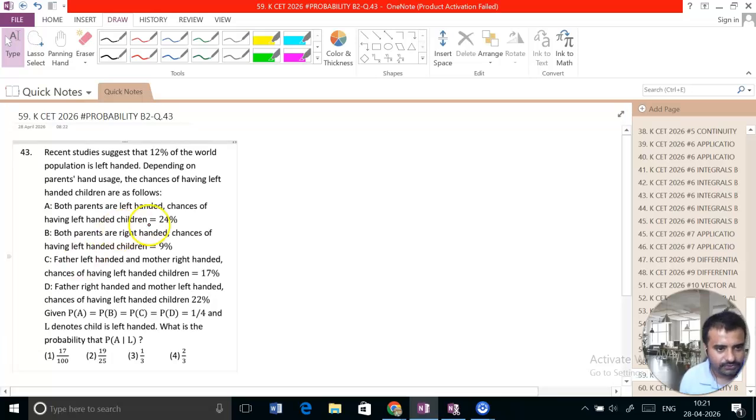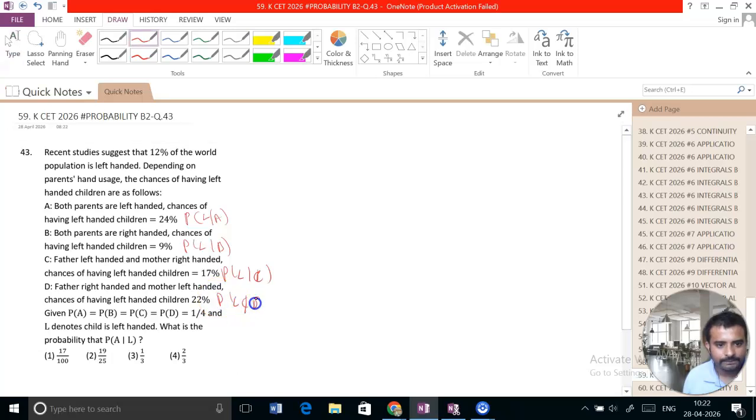But if you read it quickly, they given A, B, C, D. Depending on the parents' hand usage, the chances of having left-handed children are as follows. Probability of left-handed given A, probability of left-handed given B, probability of left-handed given C, probability of left-handed given D. And they given probability of A, probability of B, probability of C, probability of D as 1 by 4.